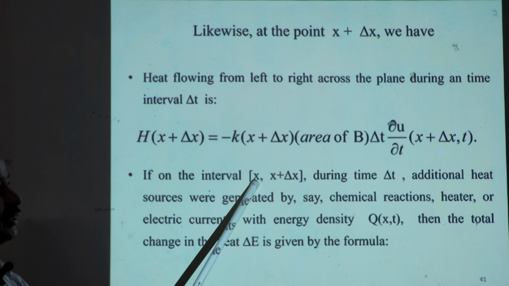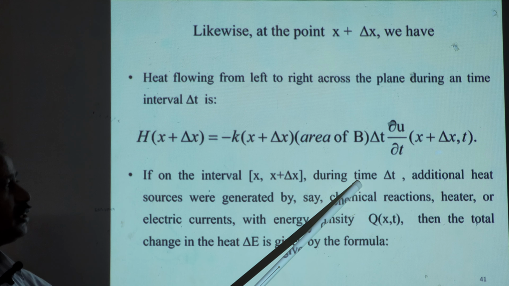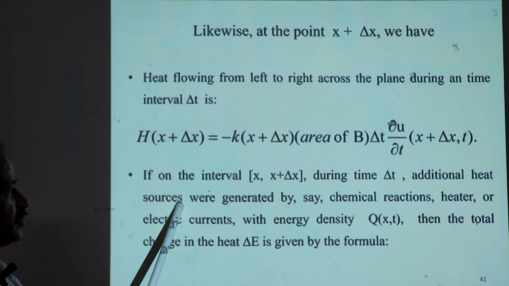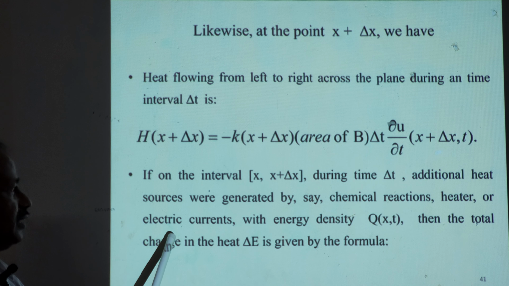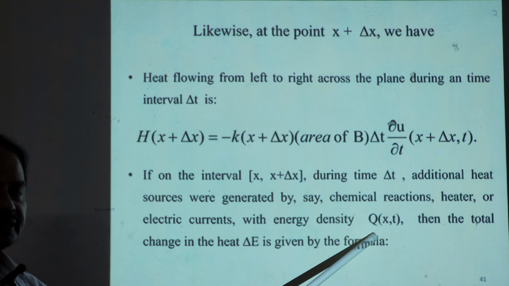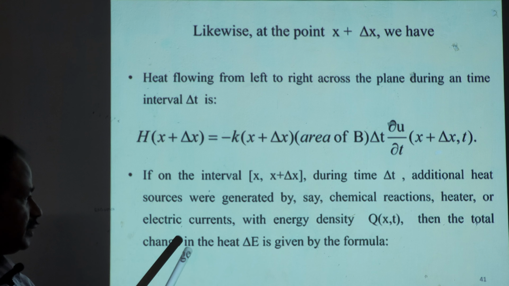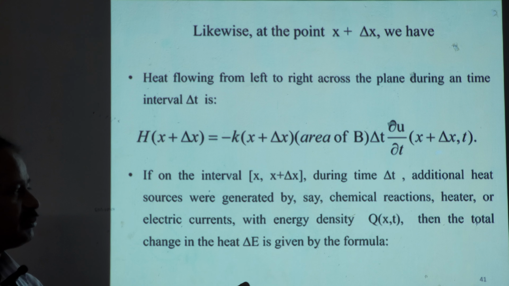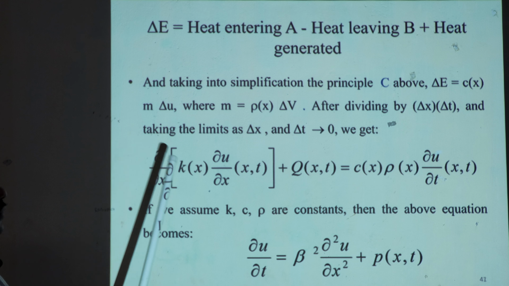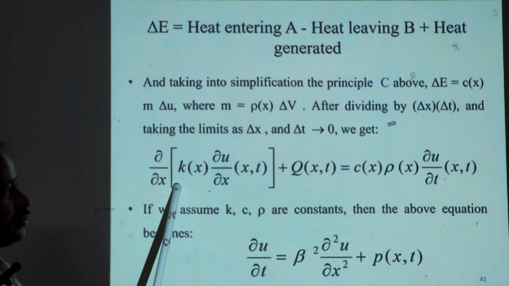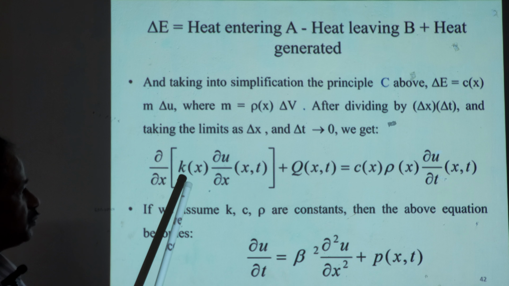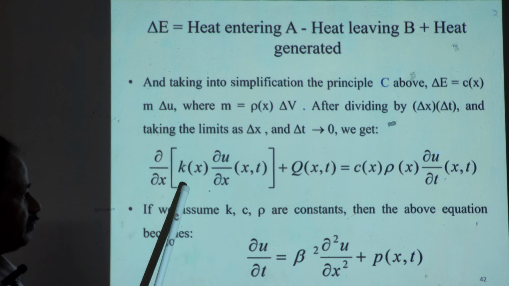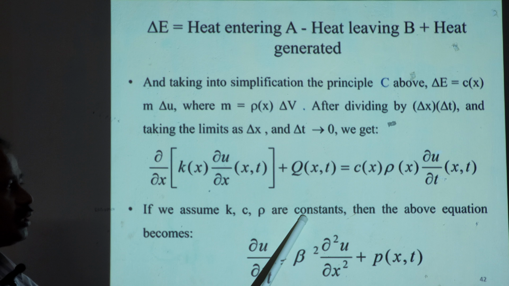If on the interval x comma x plus del x during the time del t, additional heat sources were generated, for example chemical reactions, heaters or electric currents with energy density q of x comma t, then the total change in the heat del E is given by this formula. So this is your general formula, where k, c, rho are constants.